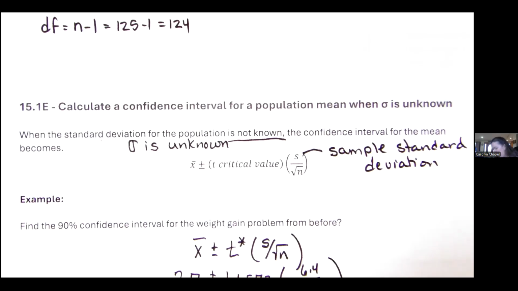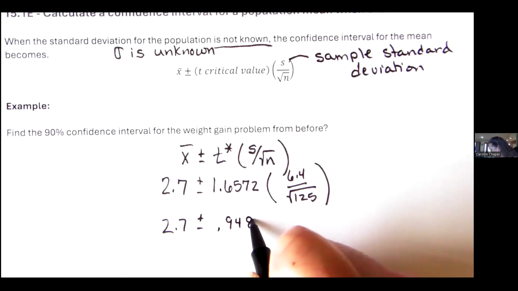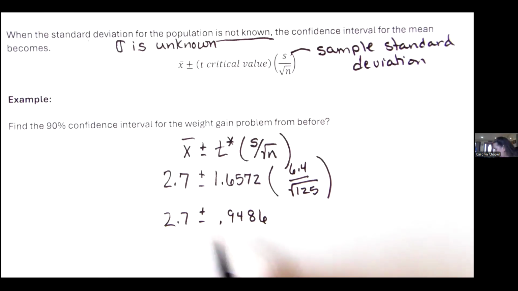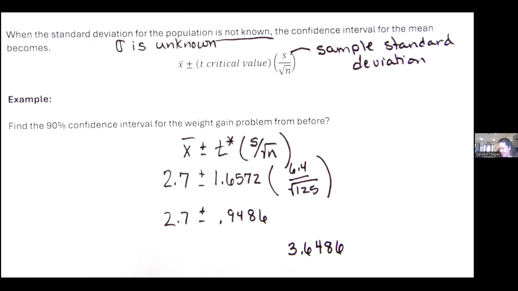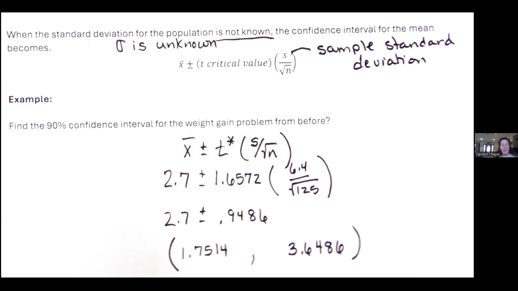This turned out to be, when I calculated it, 0.9486, I'm just going to go 4 decimals, to which I will add and subtract 2.7. I will take 2.7 and add this number. That's going to give me 3.6486. And I will also take 2.7 and subtract that. That gives me 1.7514. So there is my upper bound and my lower bound of this interval.